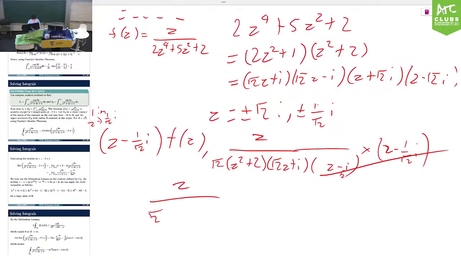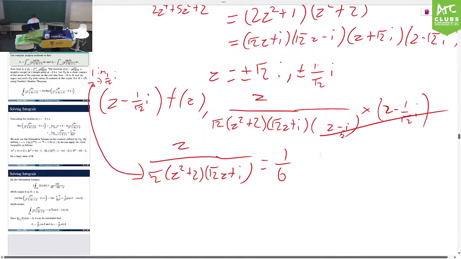So z over root 2 times z squared plus 2, times root 2 z plus i. At this point, the limit as z approaches that value for this expression, at this point, just use a calculator. So 1 over root 2 i, answer times root 2, answer squared plus 2, times root 2 answer plus i, gives 0.16 or just 1/6. Okay. Similarly, do this for the other ones.